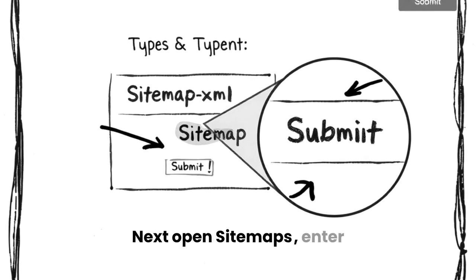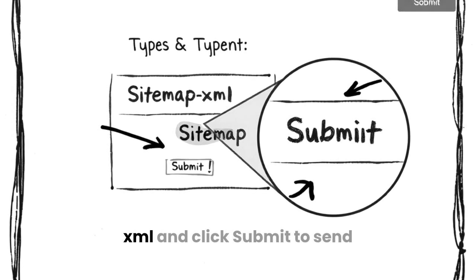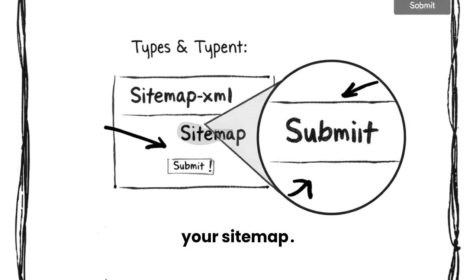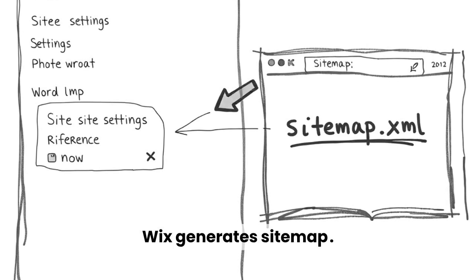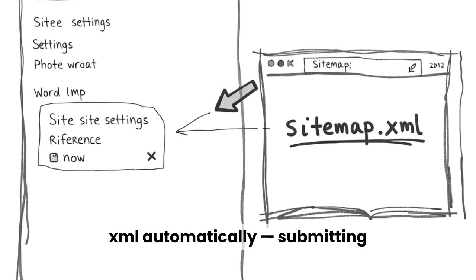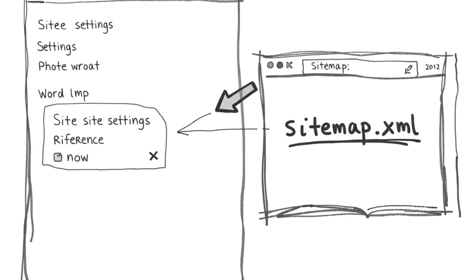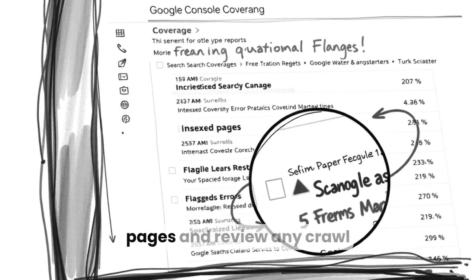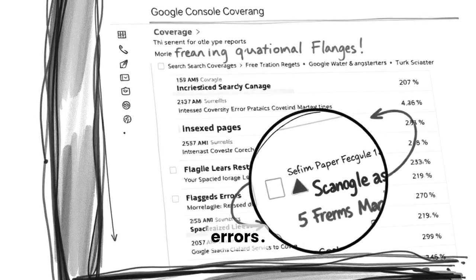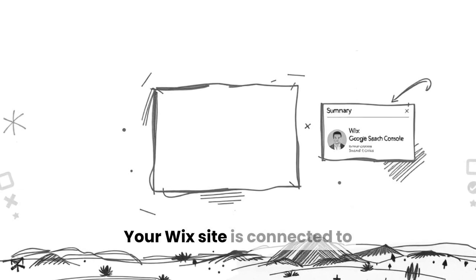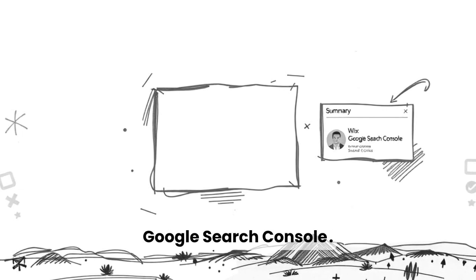Next, open Sitemaps. Enter sitemap.xml and click Submit to send your sitemap. Wix generates sitemap.xml automatically, submitting speeds indexing of pages. Check coverage to see indexed pages and review any crawl errors. That's it. Your Wix site is connected to Google Search Console. Monitor it.